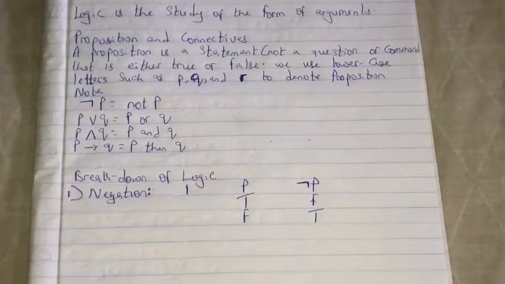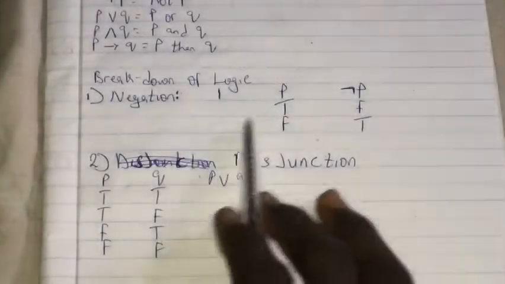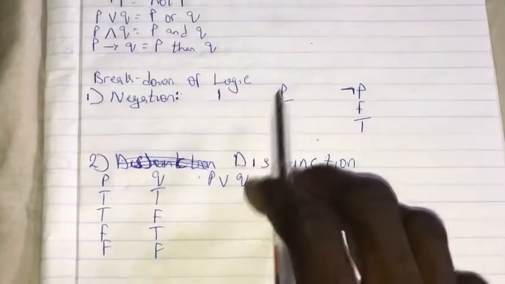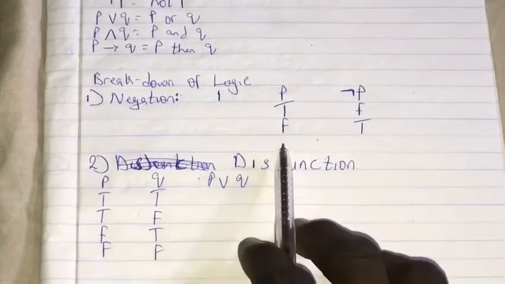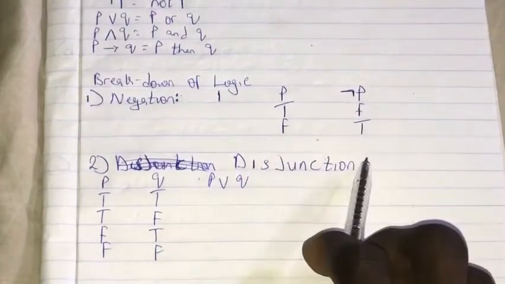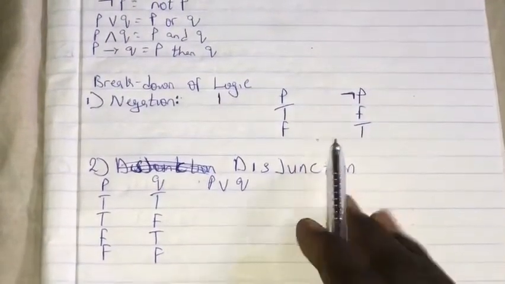The next one is the breaking down of logic. The first one is the negation. It says, if P is a proposition, then the proposition not P, or the negation of P, is false if P is true, and is true if P is false. You can see this is the negation. If P is true, then the negation of P is false. Then if P is false, the negation of P is true. I hope I'm clear on that.